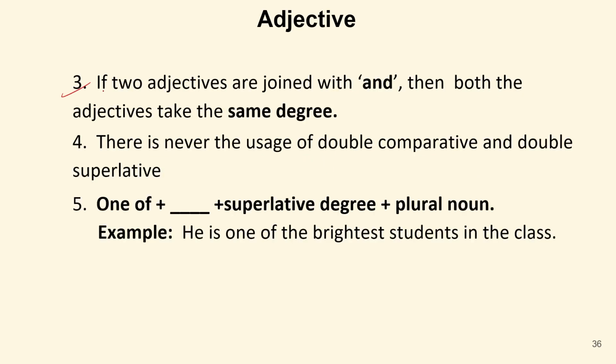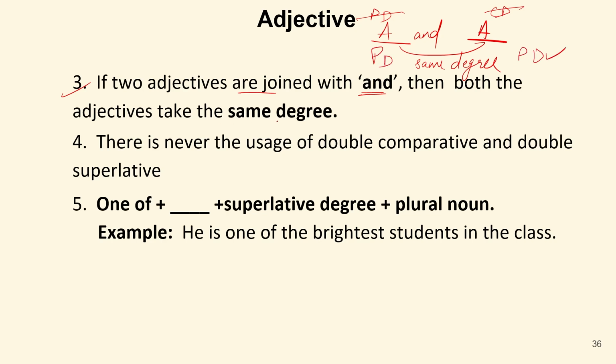Now this one is again a very important point. If two adjectives are joined with the word and, it means we have two antecedents. We have the word and, and on both sides of and we have an adjective. So both of these adjectives should be in the same degree. If we use the positive degree over here and the comparative degree over here, this will be incorrect. If here we have the positive degree of an adjective, we should use the positive degree here as well.